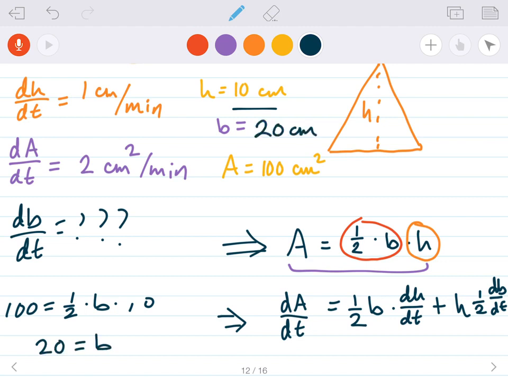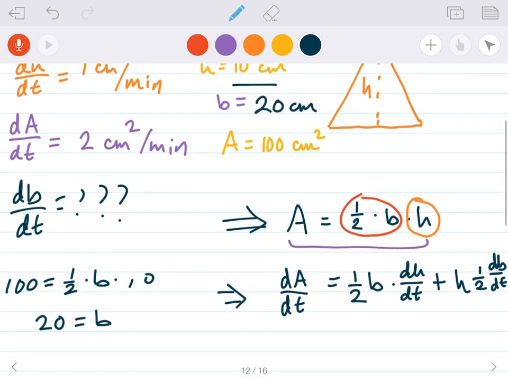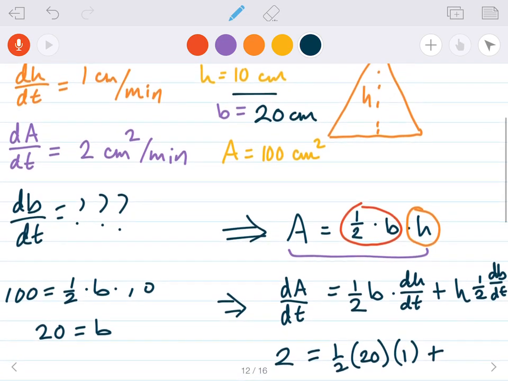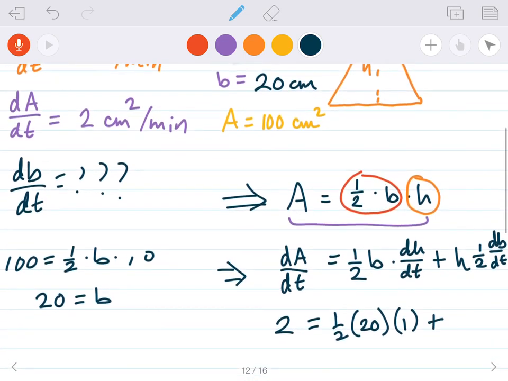So let's plug everything we have in. dA/dt is 2 centimeters squared per minute. Then we have 1/2 times 20 times dh/dt, which is just 1 centimeter per minute. I'm being lazy with units, but you can leave them in if you want. And then we have h. We already differentiated this, so now we can plug in our variables. h is equal to 10 times 1/2 db/dt. That's what we're trying to isolate.